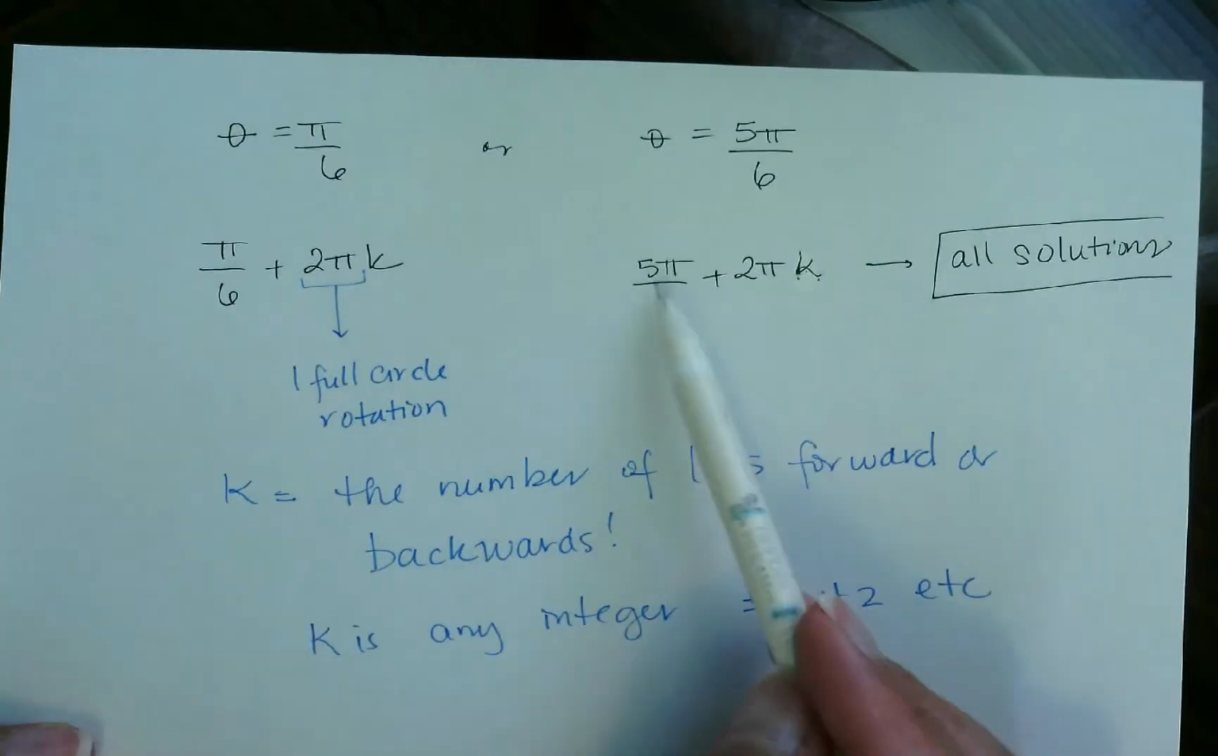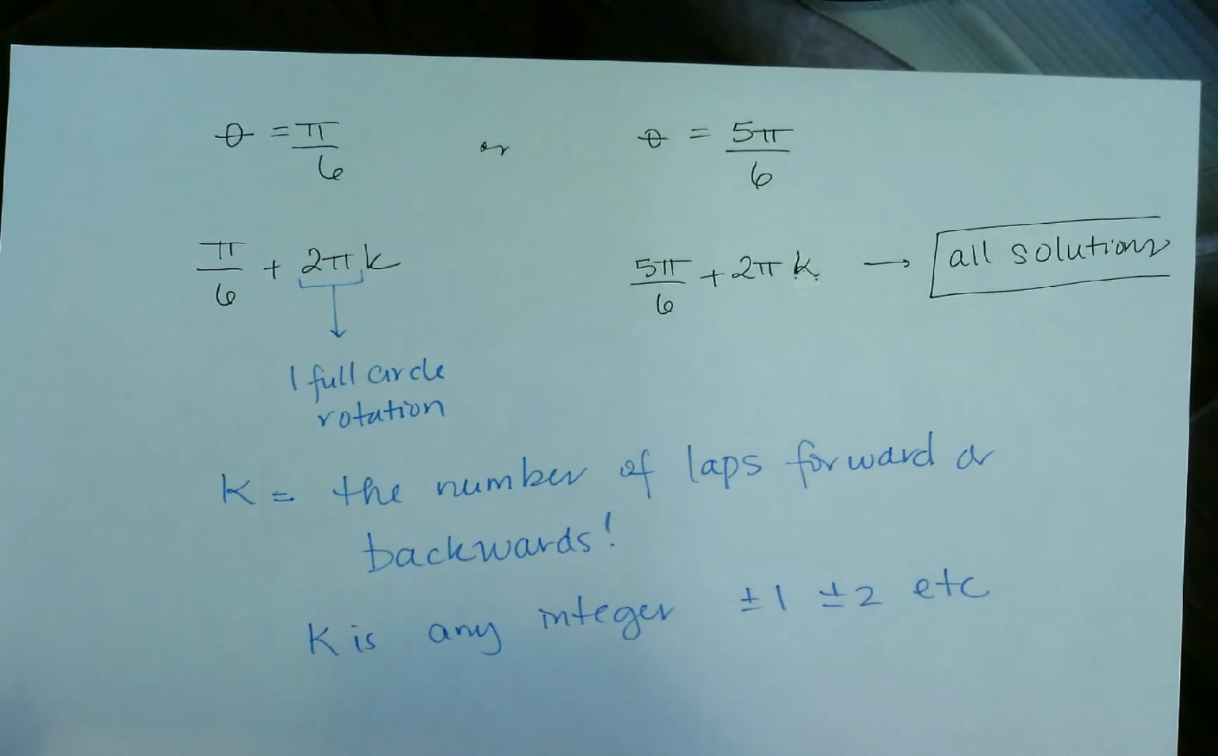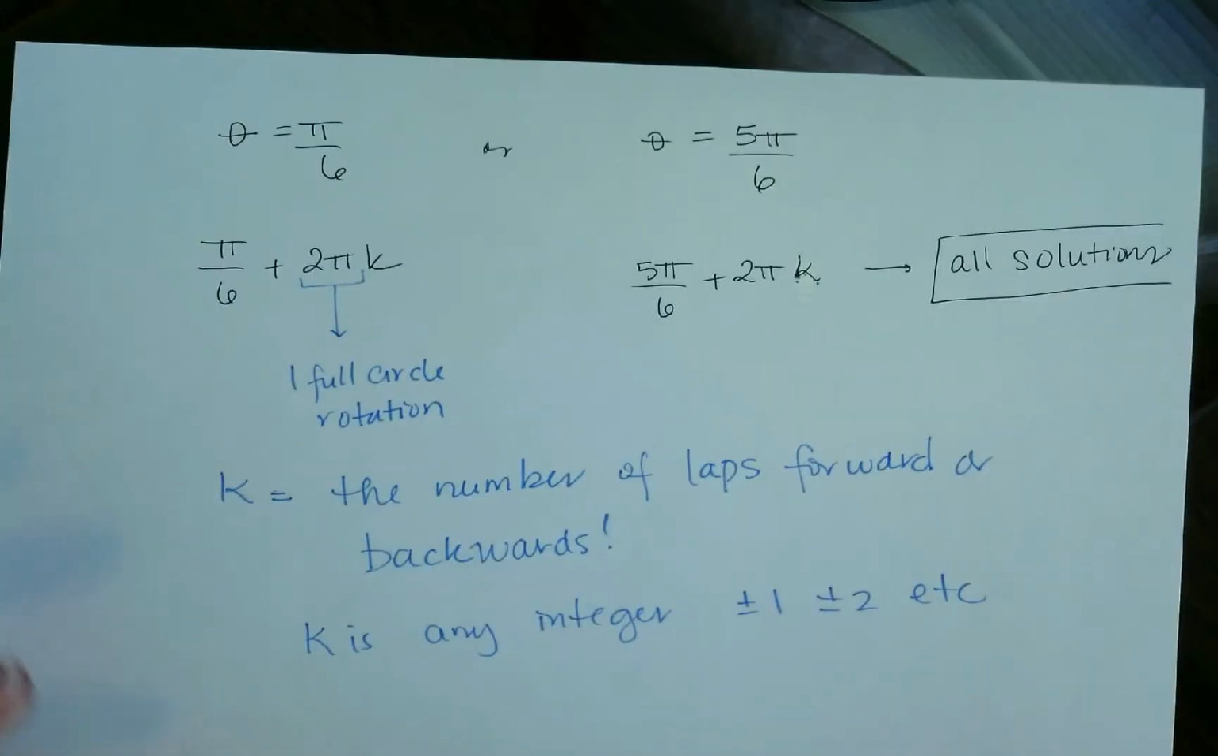Alright, let's sink that in for a minute. Just FYI, the book might show different ways, especially for tangent. But you can always just do 2 pi k and you're fine. And you will be alright.